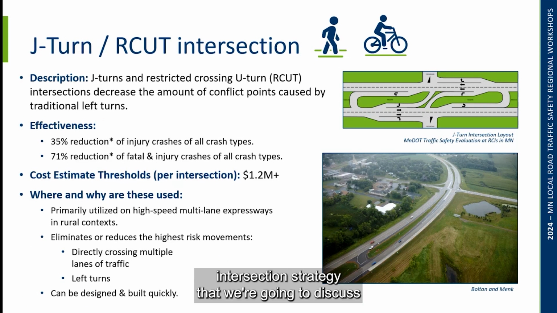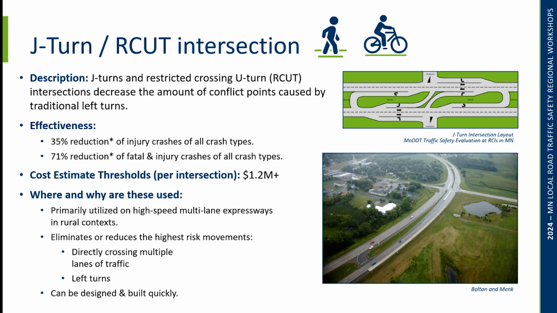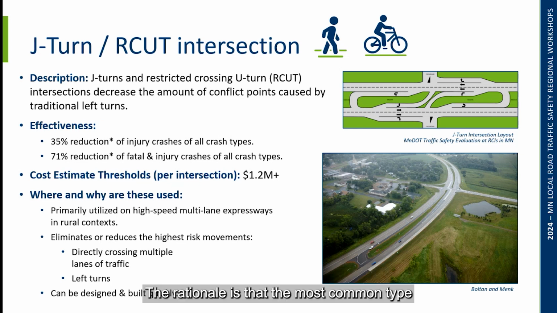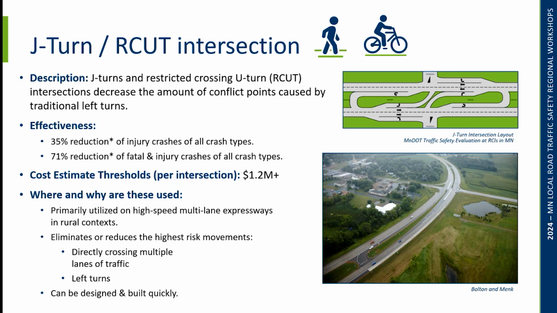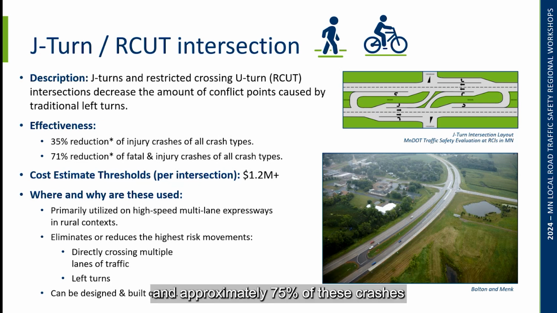The next rural intersection strategy that we're going to discuss is something called a J-turn or an R-cut intersection. R-cut stands for restricted center U-turn. The rationale is that the most common type of severe crash at full open expressway intersections is a right angle crash, and approximately 75% of these crashes occur on the far side of the intersection.